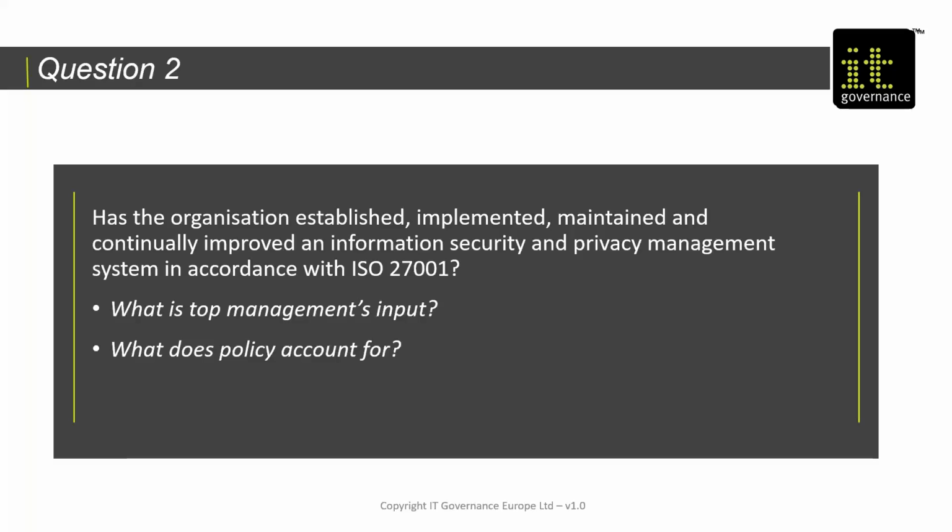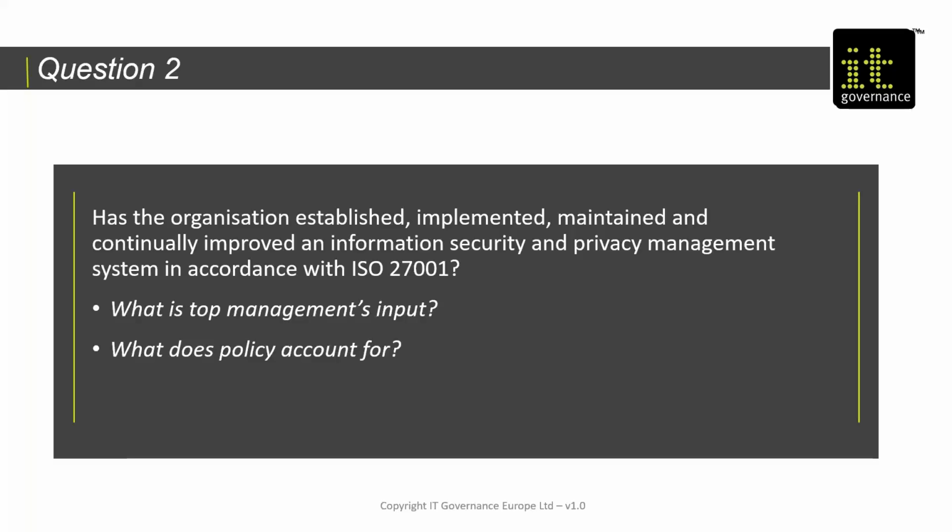When considering top management's input, you will be looking to see if top management ensures that policy and objectives account for privacy, if they ensure that resources are available and account for privacy, and if they communicate the importance of effective information security and privacy management. You'd want to ensure that they ensure the management system achieves its intended outcomes, and that roles and responsibilities relating to privacy are assigned and communicated.